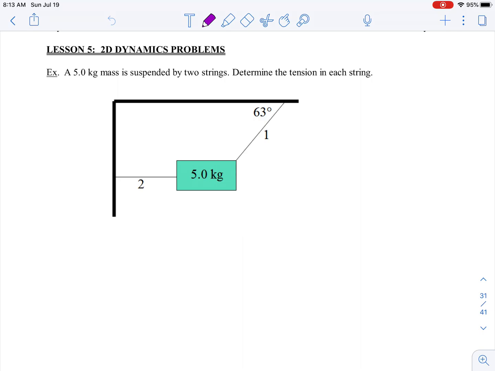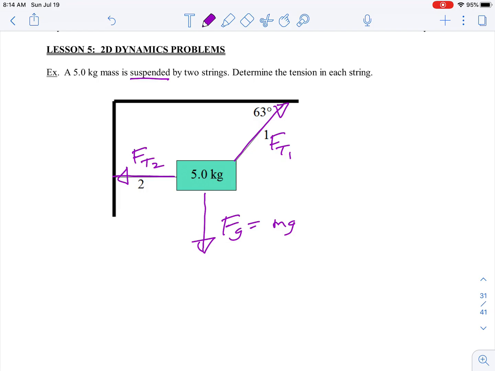Of course this object will experience a force of gravity going straight down. So there's your Fg equal to mg. And remember, strings can only pull. So here's the tension force for string 1, call it Ft1. And then string 2, it only pulls, and there's our Ft2. So this object is what we call suspended. It means it's at rest, staying at rest.